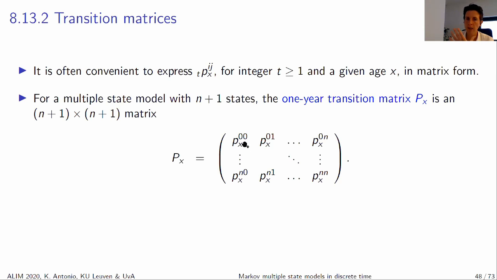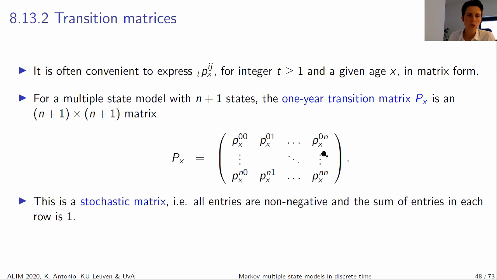Because if I look at Px00, Px01 up to Px0n, well, in 1 year from now, you should be somewhere. So that means the entries in the row here are all positive and they sum to 1. So we call it a stochastic matrix. We can work with this Px, and we can use the Px then to go from 1-year probabilities to 2-year probabilities, to 3-year probabilities, and so on and so forth.